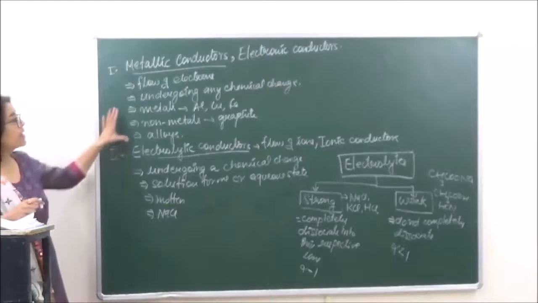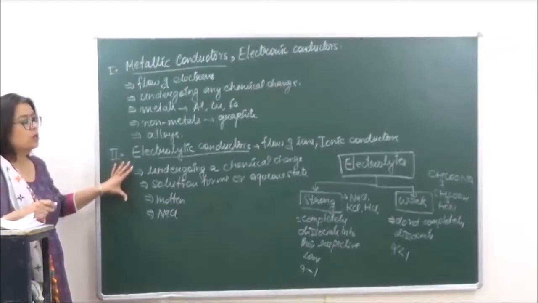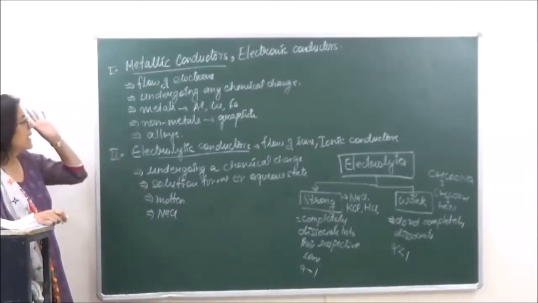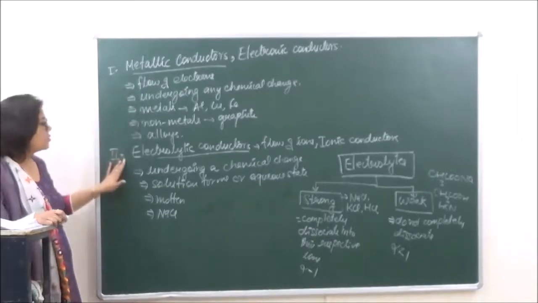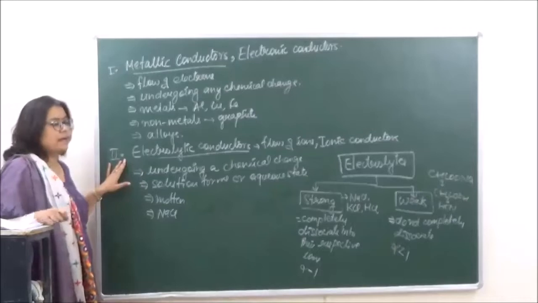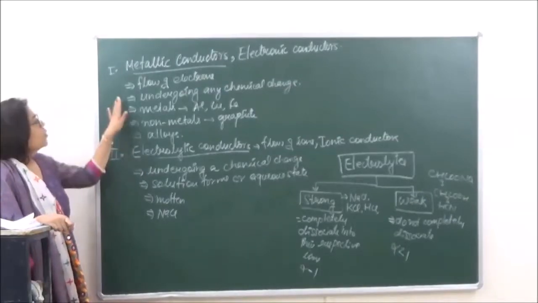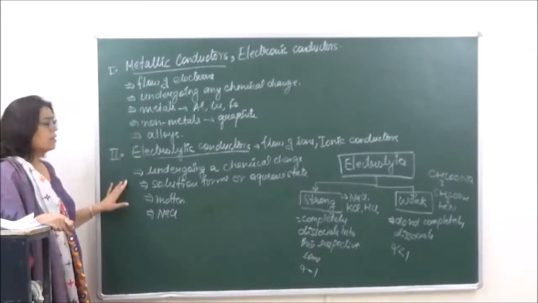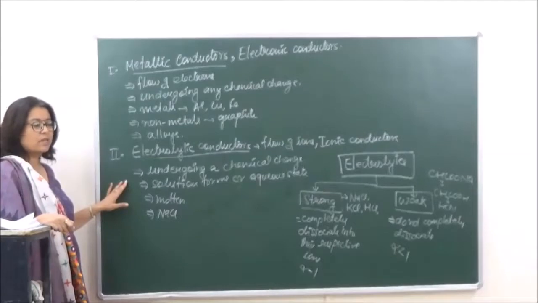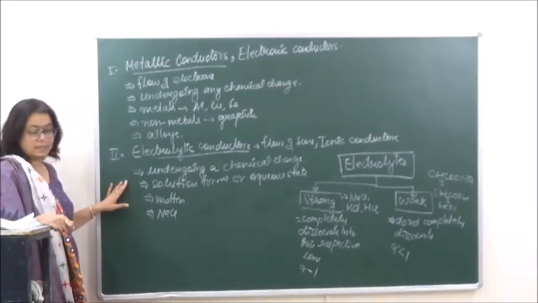When we want to point out the differences between the two, what are going to be the differences? Metallic conductors conduct electricity by flow of electrons. Electrolytic conductors conduct electricity by movement of ions. Over here in metallic conductors, the substances do not undergo any chemical change, whereas over here, they undergo certain chemical change to produce ions. Okay?